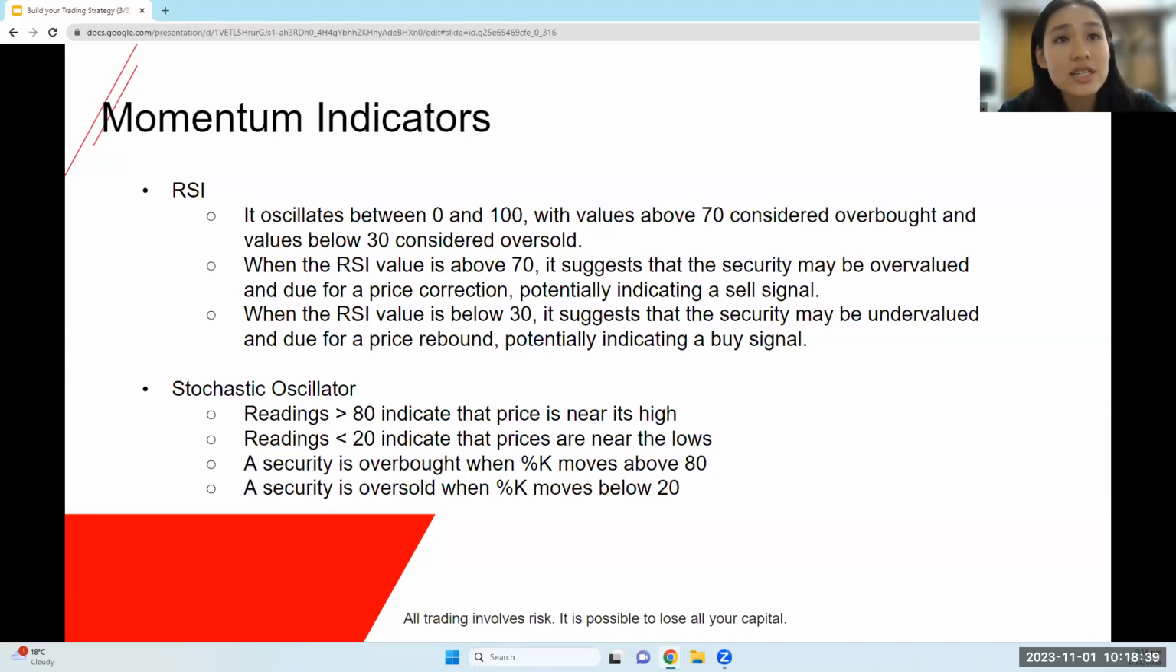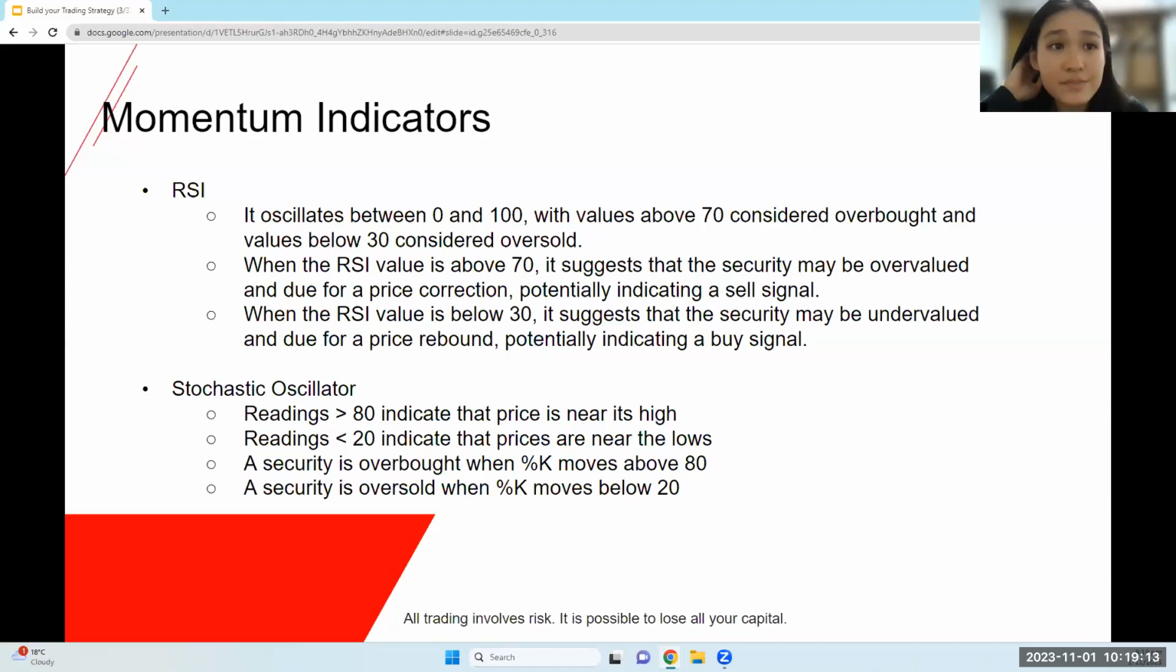RSI oscillates between 0 and 100. Values above 70 are considered overbought and values below 30 are considered oversold. So when the RSI value is above 70, it suggests that the security may be overvalued and due for a price correction, potentially indicating a sell signal. And when the RSI value is below 30, it suggests that the security may be undervalued and due for a price rebound, potentially indicating a buy signal.